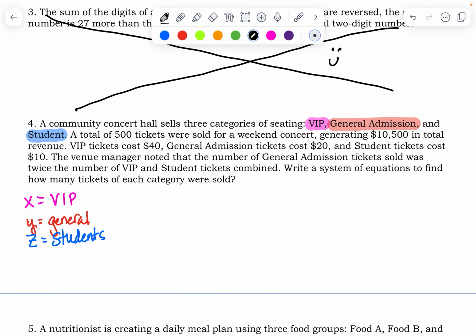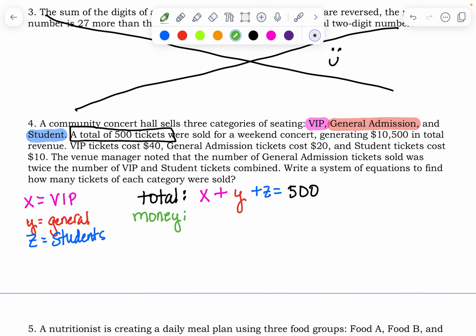Then it says a word that we've used a while. It says a total of 500 tickets were sold. So we can make an equation dealing with the total. So what I need to do for the total is VIP plus general admission plus the students, and that equals that total of 500. So there's one equation.